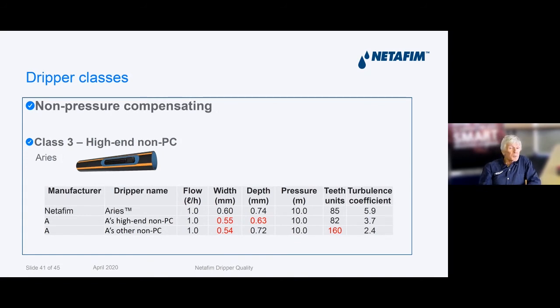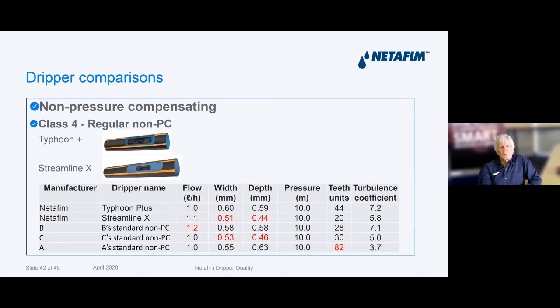Then if we come to the non-pressure compensating drippers, our high-end one is Aries, which has a turbulence coefficient of 5.9. And then if I look at our competitors, where we come down to 3.7, the one beneath it. Why? Well, the depth and the width are less. And the one below, in the bottom there, it comes right down to 2.3. Why is that like that? Because the number of teeth has rocketed up to 160.